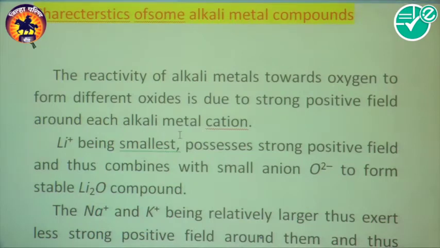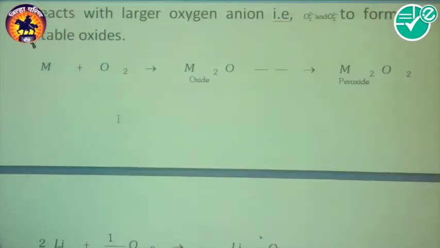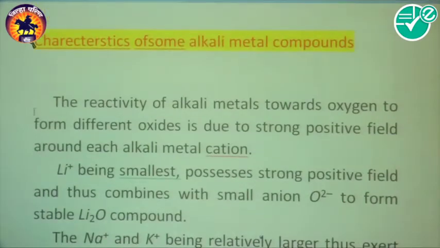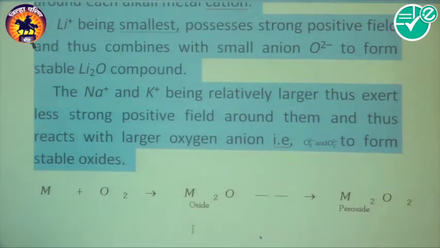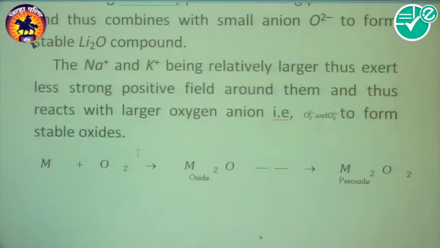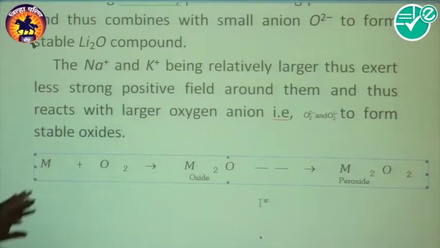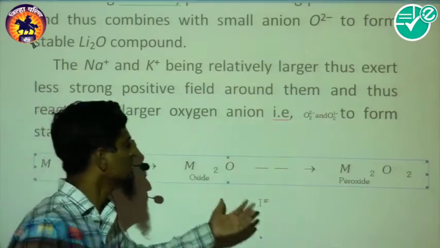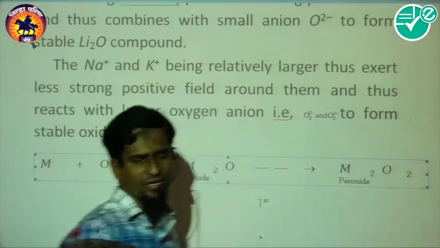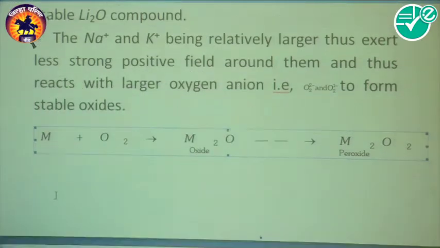Characteristics of some alkali metal compounds. We have to study some properties of alkali metal compounds here. First of all we will study the oxides of alkali metals. You already studied in the previous chapter that when a metal combines with oxygen, it forms a metallic oxide. Some elements form peroxide, and some also form superoxide.